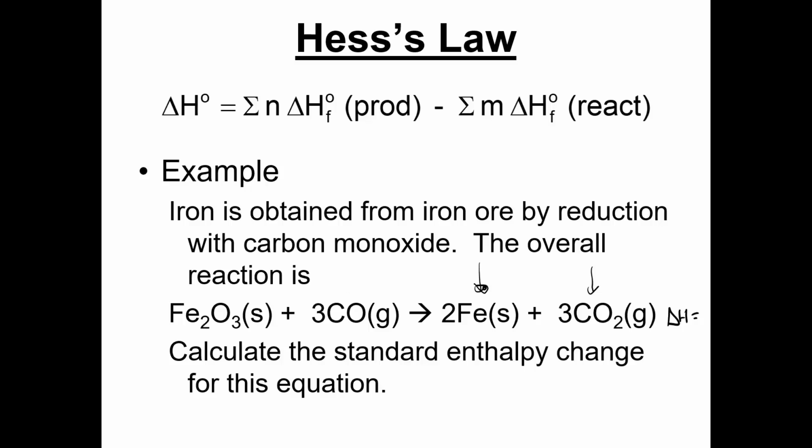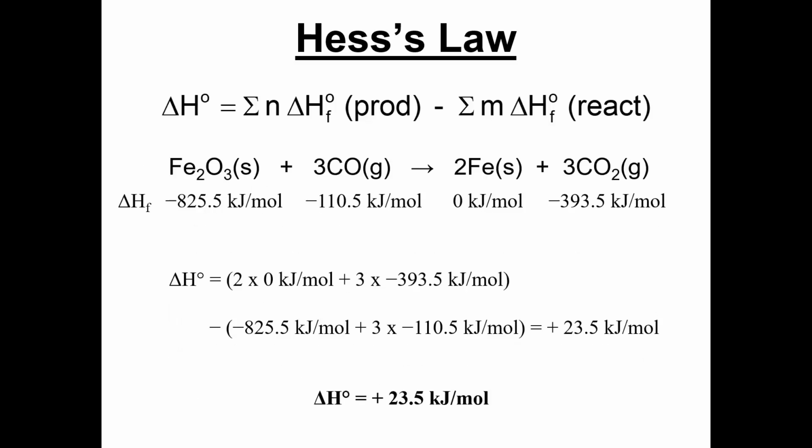Now when I go to the table, you would go to iron, and then under iron you would find iron 3 oxide, and iron 3 oxide has a delta H of minus 825.5. That's just from that table. And iron is 0 because that's in its natural phase. Carbon monoxide has minus 110.5, and carbon dioxide is minus 393.5 kilojoules.